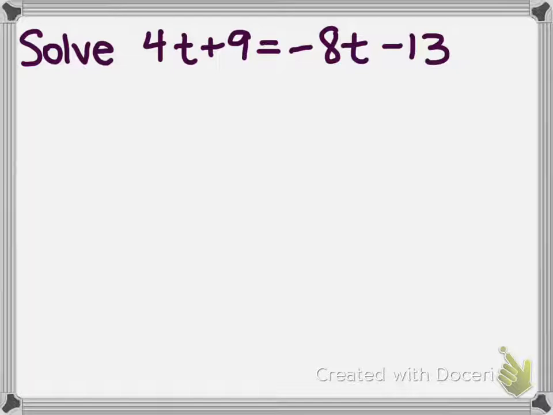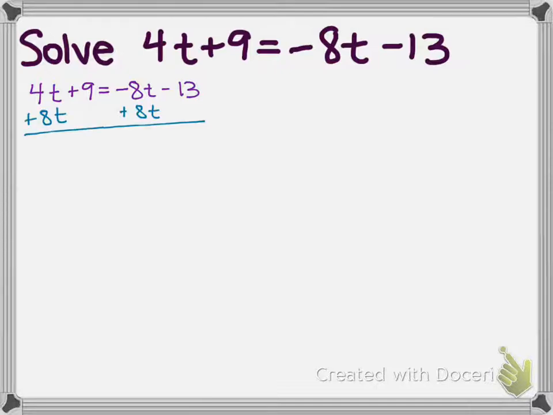So you have to solve 4t plus 9 equals negative 8t minus 13. This you should be able to do straightforward from your notes. First you rewrite the problem. You move the variables to one side, so I added 8t to both sides to move the variable to the left. I'm left with 12t plus 9 equals negative 13.